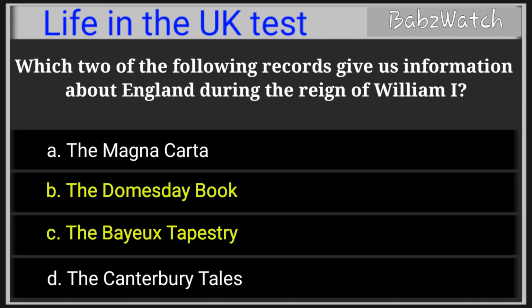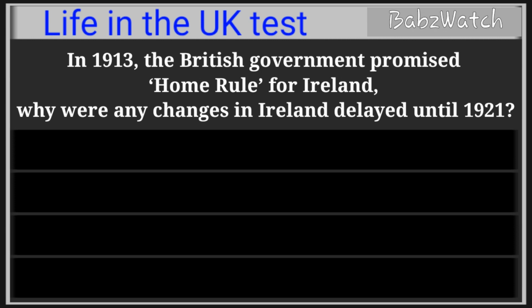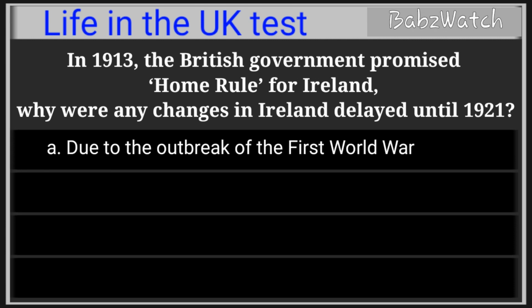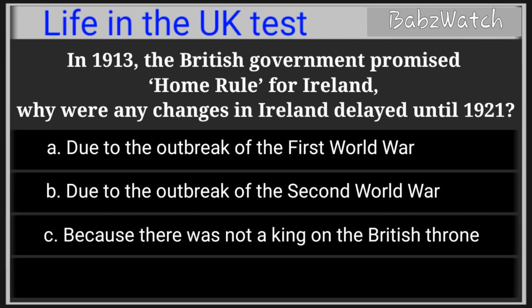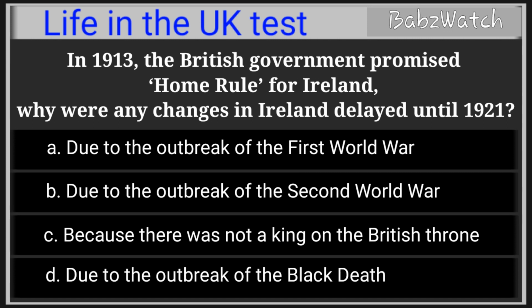Life in the UK test. Question 17 of 24. In 1913, the British government promised Home Rule for Ireland. Why were any changes in Ireland delayed until 1921? A. Due to the outbreak of the First World War. B. Due to the outbreak of the Second World War. C. Because there was not a king on the British throne. D. Due to the outbreak of the Black Death. The correct answer is A. Due to the outbreak of the First World War.